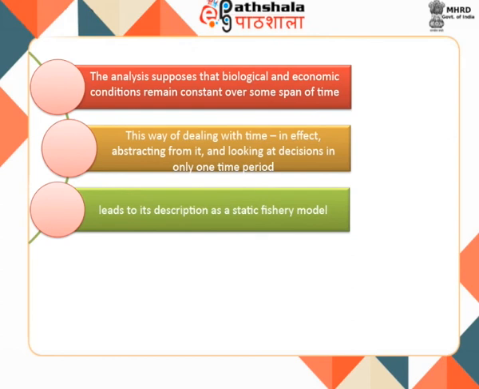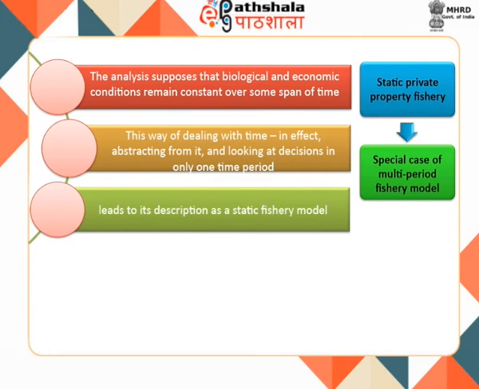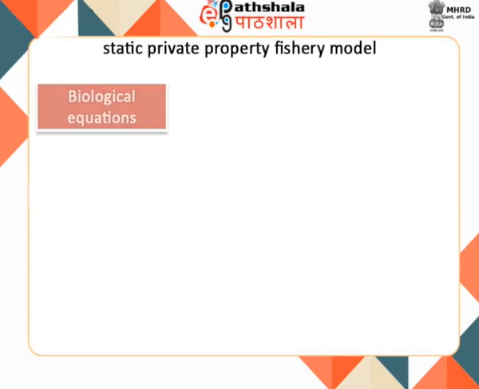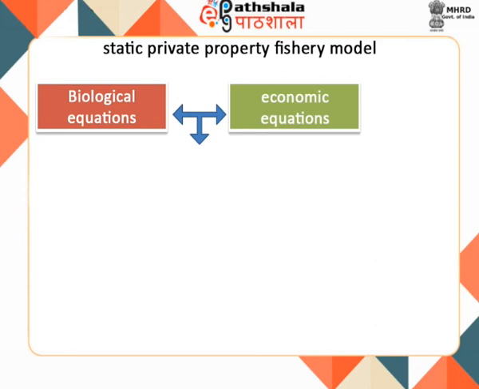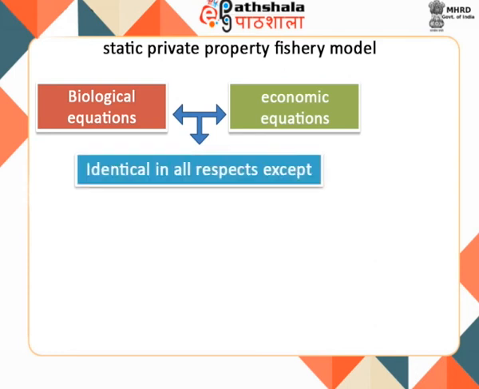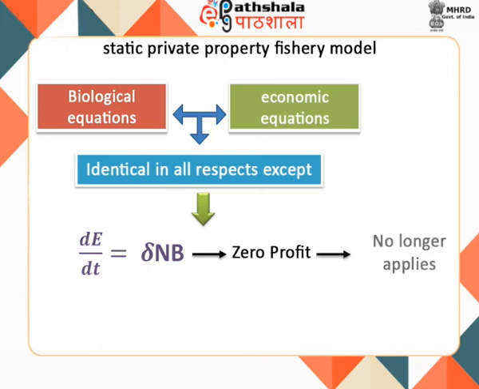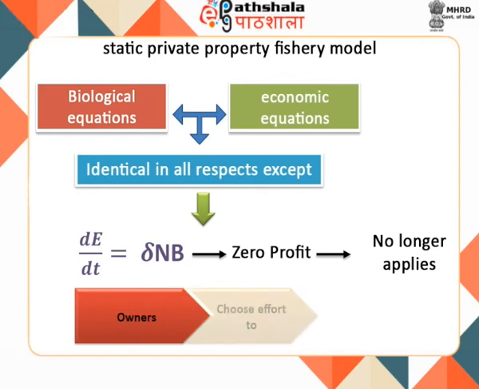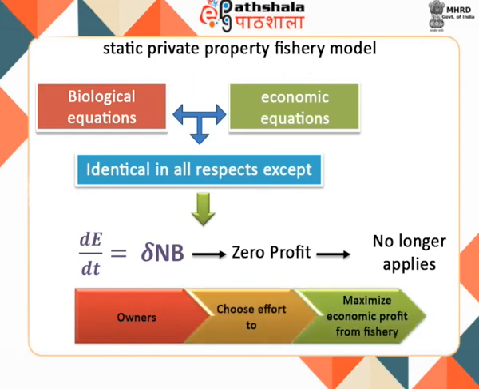More specifically, the static private property fishery turns out to be a special case of a multi period fishery model, the special case in which owners use a zero discount rate. The biological and economic equations of the static private property fishery model are identical to those of the open access fishery in all respects but one. The open access entry rule dE upon dt is equal to delta into NB, which in turn implies a zero profit economic equilibrium, no longer applies. Instead, owners choose effort to maximize economic profit from the fishery.